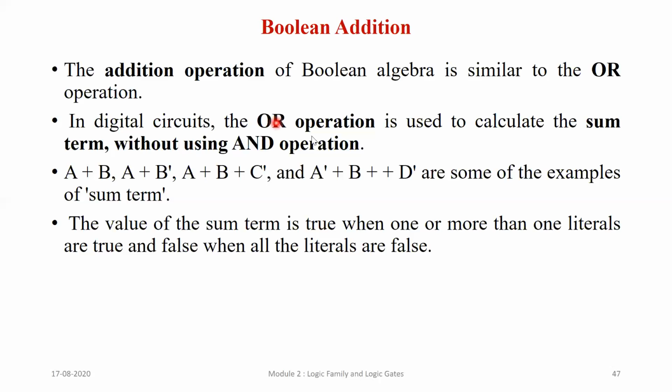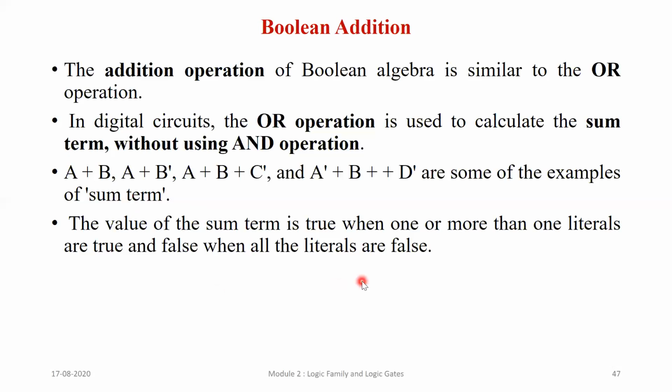So OR operation is used to calculate the sum term. And remember here, there is no AND operation. Okay, so simple addition is there. Addition is performed using OR operation, or you can say OR gate. Now, what was the logic of OR gate? The value of the sum is true, true means logic 1, when any of the input is 1. So suppose a plus b, if any of the input is 1, according to Boolean algebra, the answer will be 1.